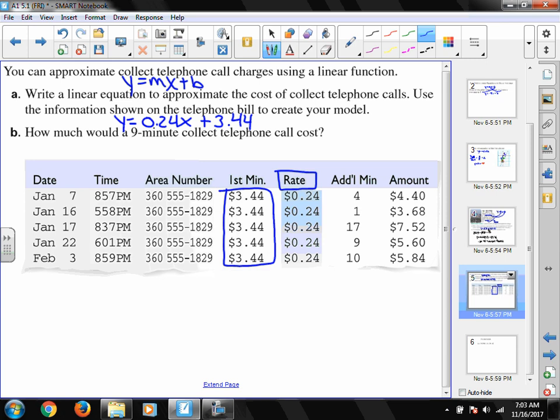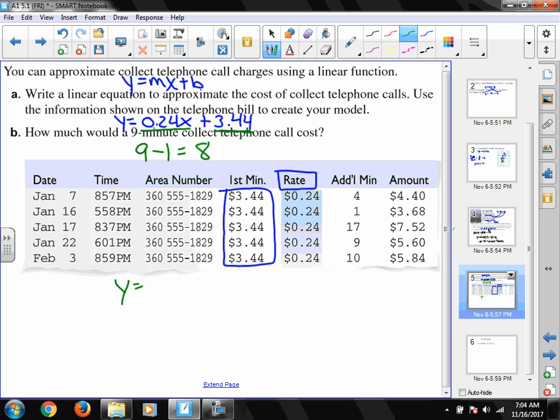Then part B, to find out how much a 9-minute phone call would cost, we're going to plug into our equation up here. But this 344 is charged for the first minute. So we have to ask ourselves, how many additional minutes am I going to need? Well, if I have 9 minutes and I've already paid for one, that's going to leave me with 8 additional minutes that I need to use at this rate of 24 cents a minute.